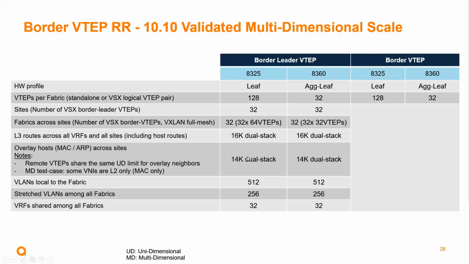We systematically will validate now IPv4 and IPv6 dual stack. The number of VLANs per fabric, the stretch VLANs among all the fabrics, and the number of VRFs that you have here. So you have those numbers here, quite useful, I think, for the border leader. You can see that 8360 is qualified as a border leader in 10.10. It was not the case for 10.9. And for border VTEP, there is less issue here in terms of qualification. So this is the scale.